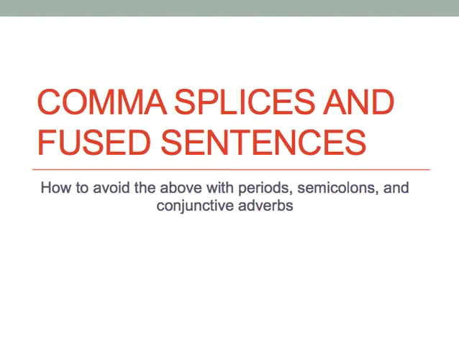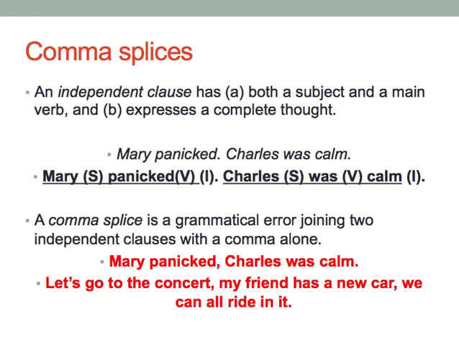This is a brief tutorial on comma splices and fused sentences, what they are and how to avoid them using periods, semicolons, and conjunctive adverbs. To define comma splices, first let's review quickly what an independent clause is. An independent clause has two components. It has both a subject and a main verb, and it expresses a complete thought.